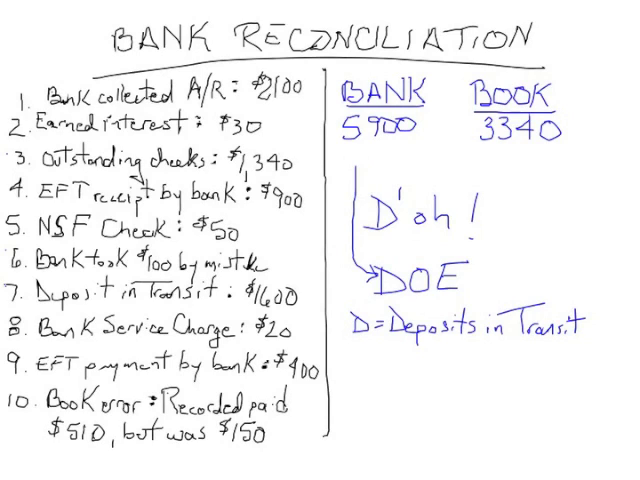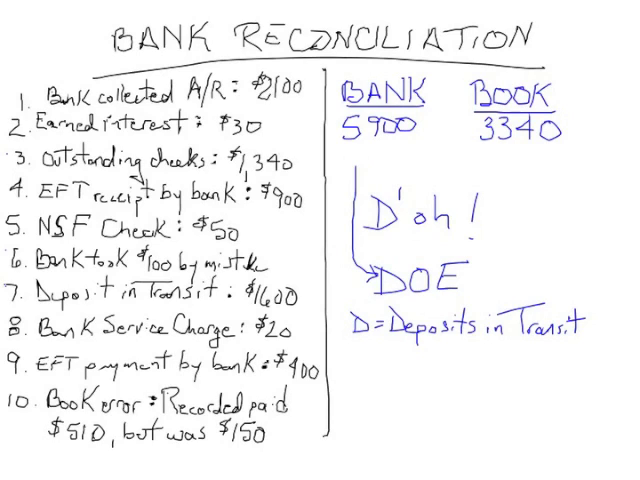It's like it's flying in between. It's in the clouds. It didn't make it there yet on time for them to record it. So it's a positive check to us that's flying through the air and on its way to the bank. We wrote it down, but they don't know about it yet. So that is a bank adjustment because we're right, they're wrong.